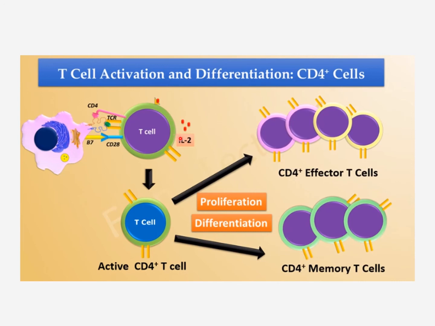That is, it has an effect on the same cells, and it activates the same T cells and converts them into active CD4 T cells, which then proliferate and differentiate into CD4 effector T cells or T helper cells, which then activate B cells for generation of antibodies. It also results in development of CD4 memory T cells, which then results in clonal expansion of memory T cells.